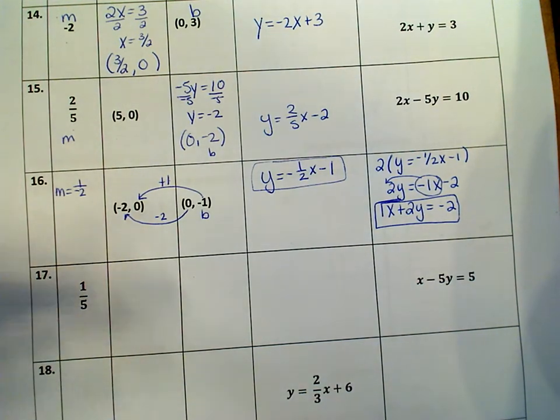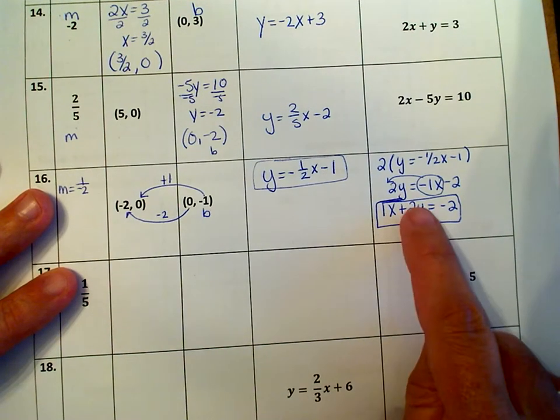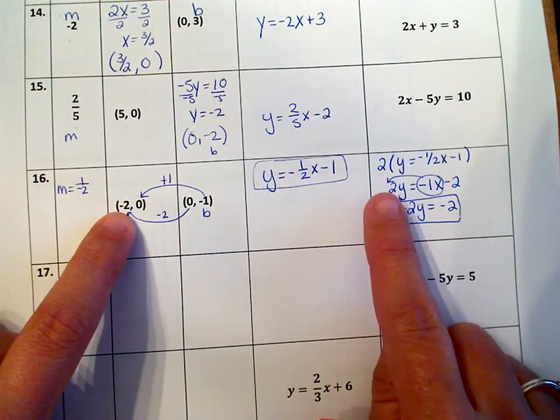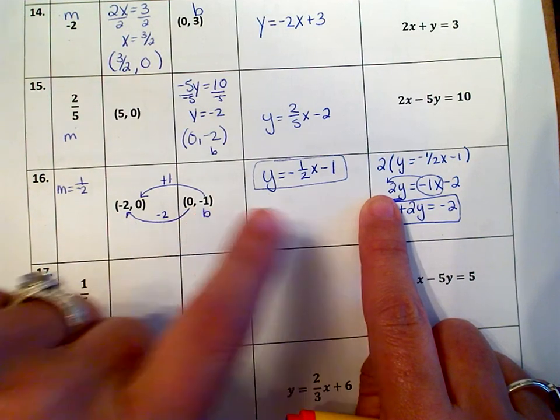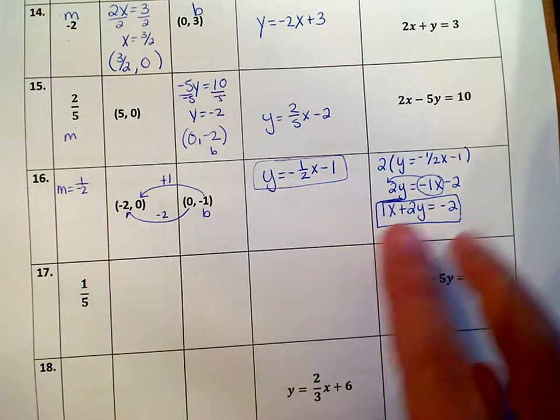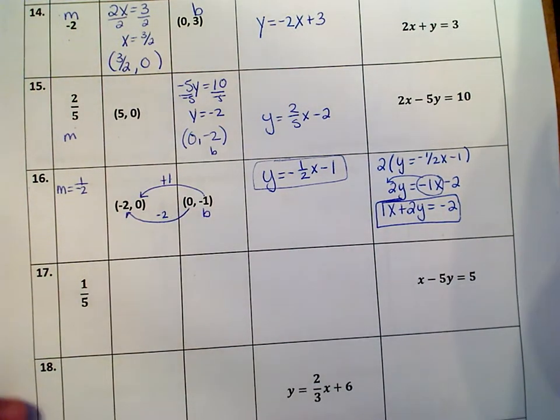Okay. And if you can, double check and just make sure that that's correct. We can cover up the y. The x-intercept's negative 2, matches. We can cover up the x and divide both sides by 2. We get negative 1. The y-intercept's negative 1. So that matches. So I know that this equation works with these x and y-intercepts.